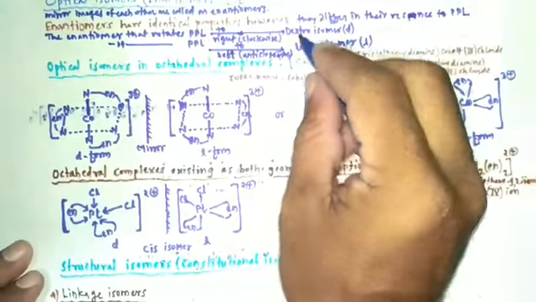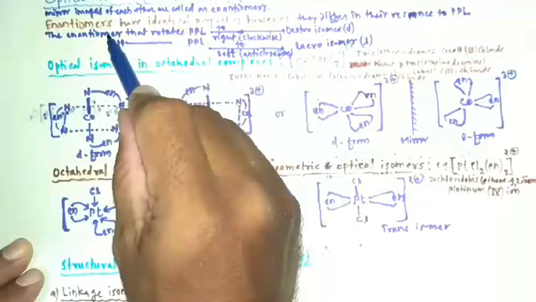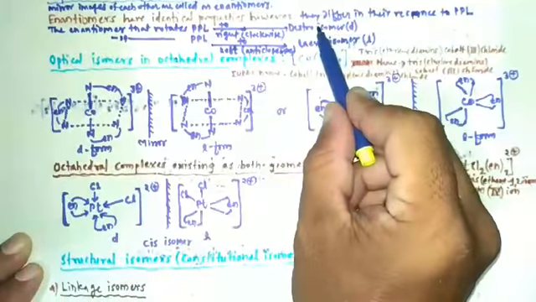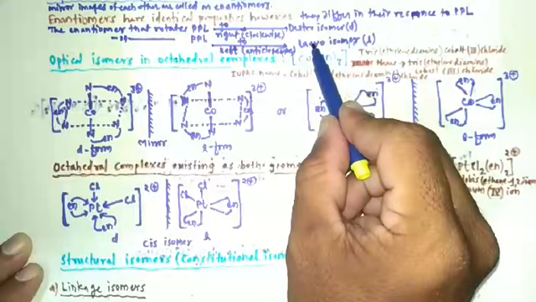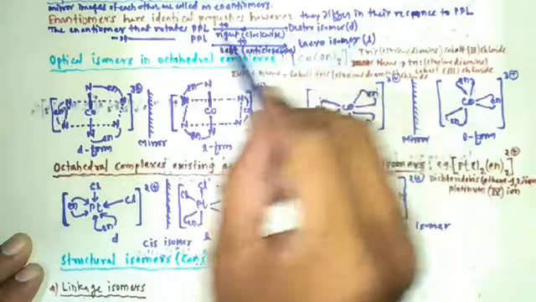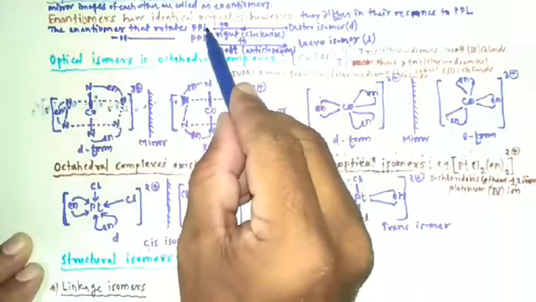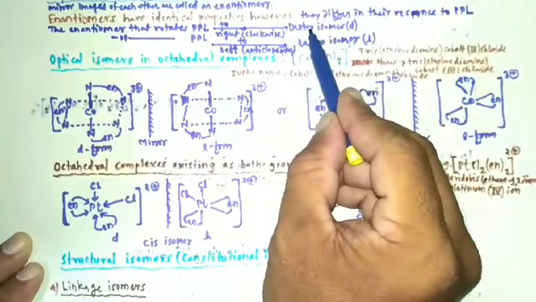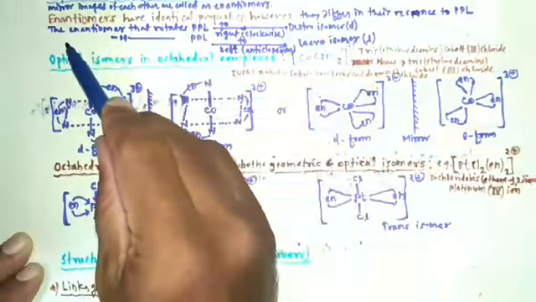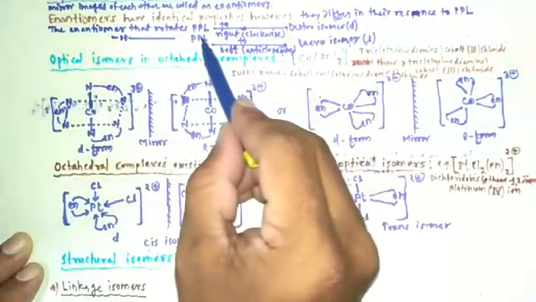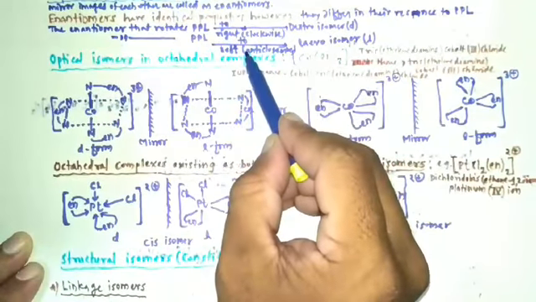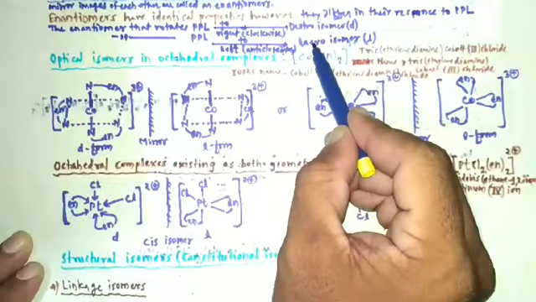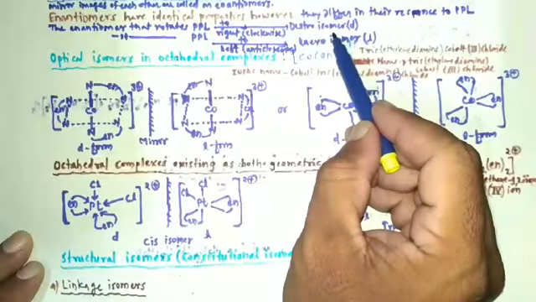So remember that enantiomers are of two types. The first one is the dextroisomer and the second one is the laevo isomer. The enantiomer which rotates plane polarized light towards the right, or clockwise, is called the dextroisomer, and the enantiomer that rotates it to the left, or anti-clockwise, is called the laevo isomer.